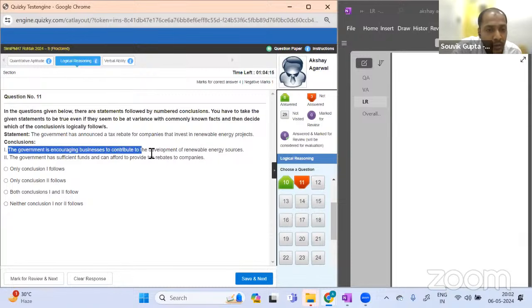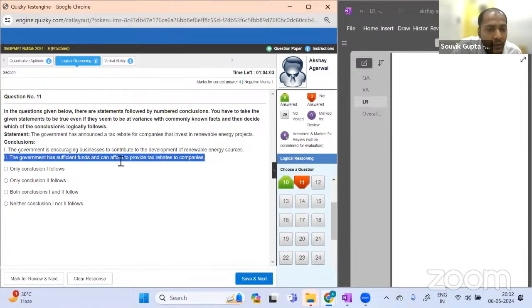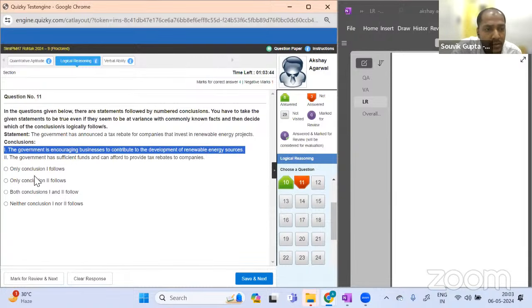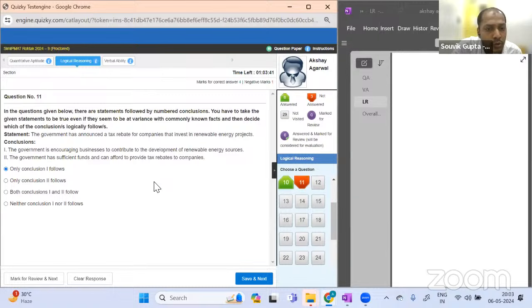Therefore, to conclude, encouraging businesses to the development of the government has sufficient funds and enough to provide tax rebates to companies. This could still be incorrect. The government has announced tax rebates for companies to invest in renewable energy projects because they want renewable energy projects. Yes, conclusion 1 should follow, conclusion 2 does not follow.